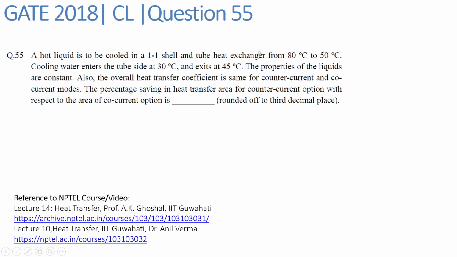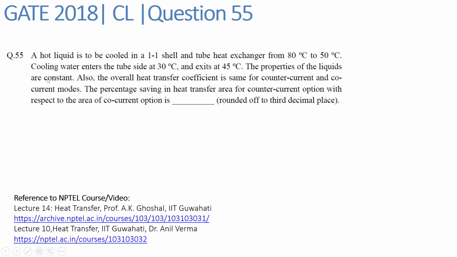Hello everyone. We are solving question 55 of GATE 2018 chemical engineering paper and the subject is heat transfer. The question is: a hot liquid is to be cooled in a 1-1 shell and tube heat exchanger from 80 to 50 degrees Celsius. Cooling water enters the tube side at 30 degrees Celsius and exits at 45 degrees Celsius.